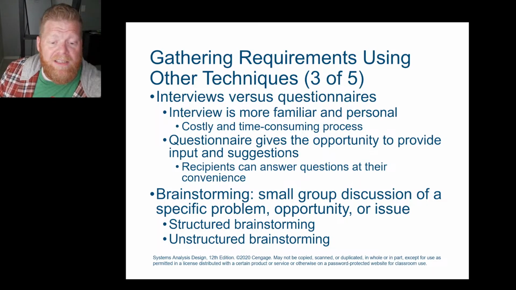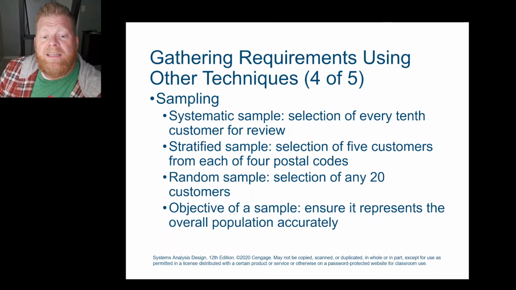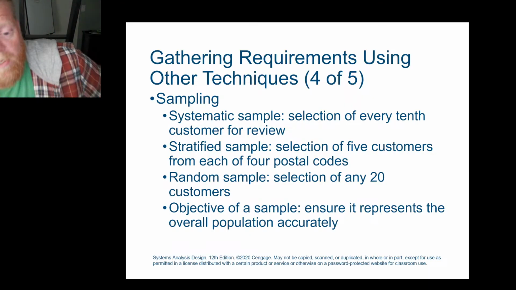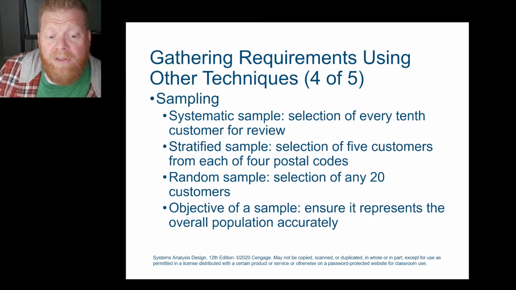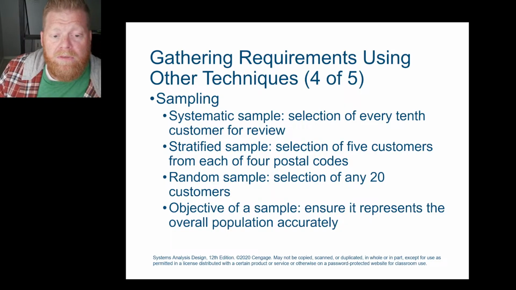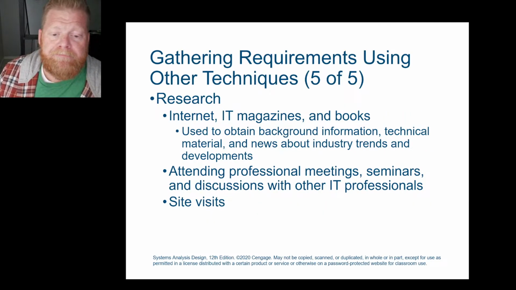Brainstorming. You can do small group discussions and lead those, or have somebody else lead those and just be in the room. They can be structured or unstructured. Okay. Or you can do sampling, like a population sampling, systematic sampling, selection of every 10th customer for review instead of interviewing all the customers or all the employees or what you need to do. So there are ways to do this statistically to be able to get the right information you need.